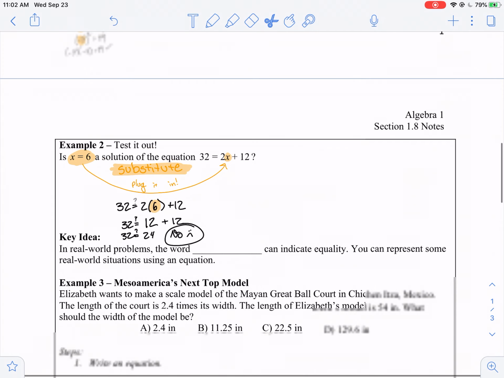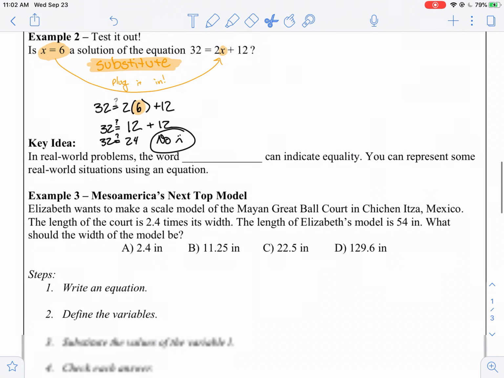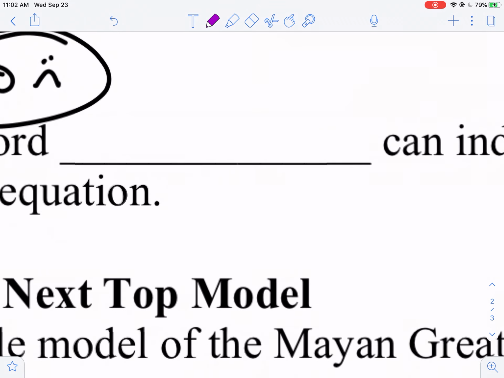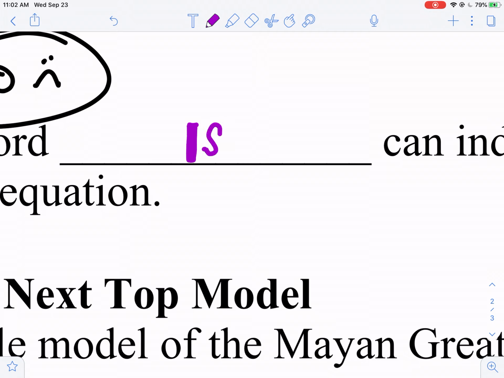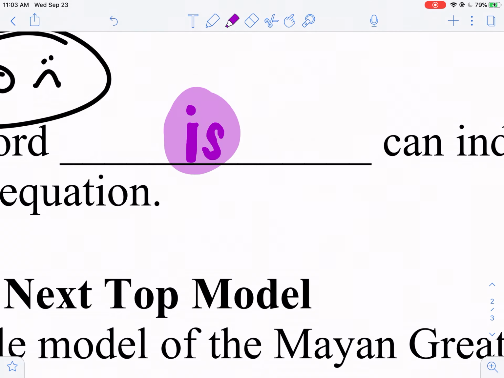All right, we have one more example. Shoot, no, we have 2 examples. Okay, that's great and all, but how is this going to help me in real life? Well, when we're looking at real world problems, how you know where to use equality symbols, we're looking for a very simple word. It's a linking verb, and it is. The word "is" helps us know, hey, that's where we want to put an equals sign.